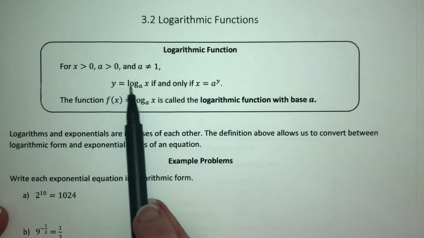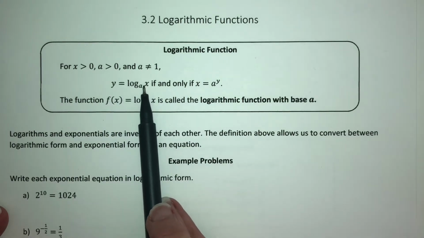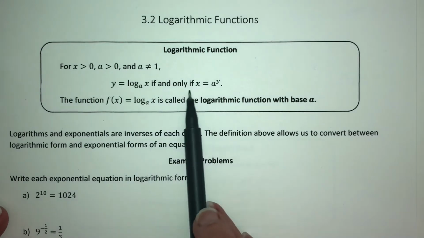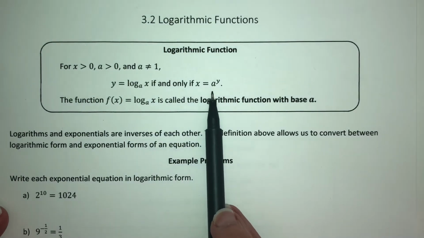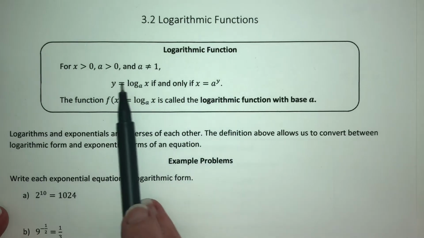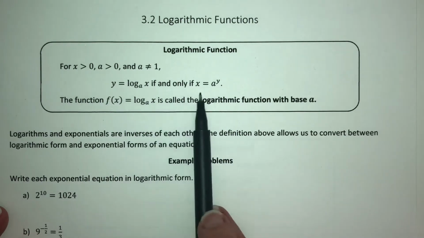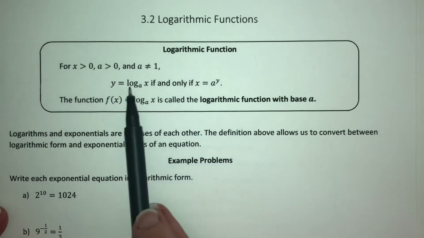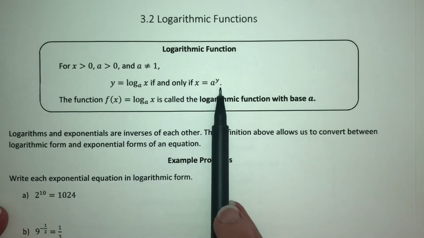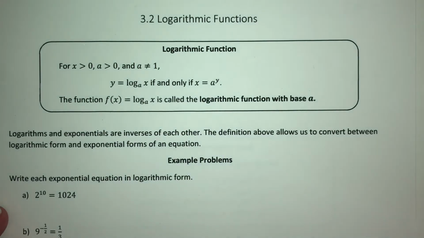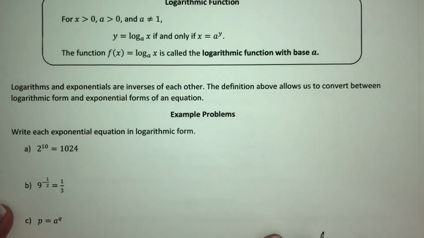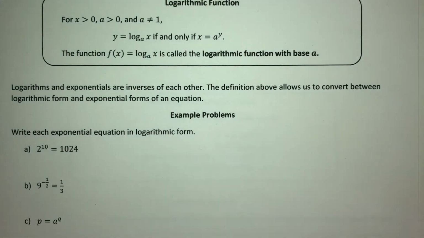Y equal to log base a of x is the same thing as x equal to a to the y power. So here we have a logarithmic form, here we have an exponential form, and we can convert back and forth. Now, being able to convert back and forth is a very important skill because it's going to enable us to solve equations in a later section. So logarithms and exponentials are inverses of each other, and the definition above allows us to convert back and forth.